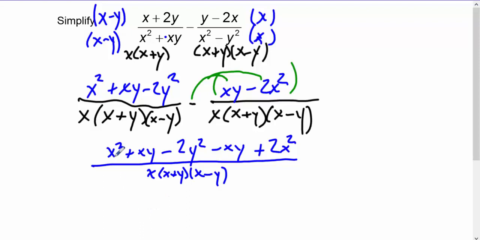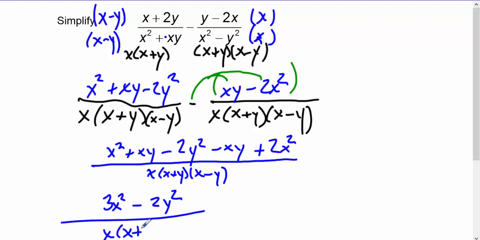Now I clean things up. I look for my x squared terms. That's 3x squared. My xy terms are going to go away. Minus 2y squared over x plus y, and x minus y. The numerator does not factor, so there will be no reduction of more factors, and I should be done.